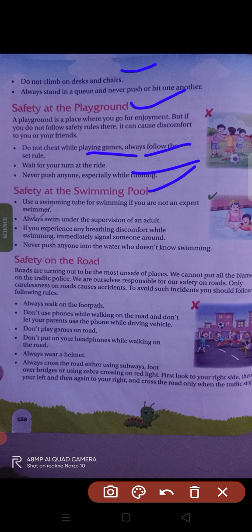And safety measures at the swimming pools. While going to the swimming pool, always keep in mind to take your parents with you. You might know all the rules, but even though you know everything, take your parents to the swimming classes or the swimming pool, okay? And also use a swimming tube for swimming.